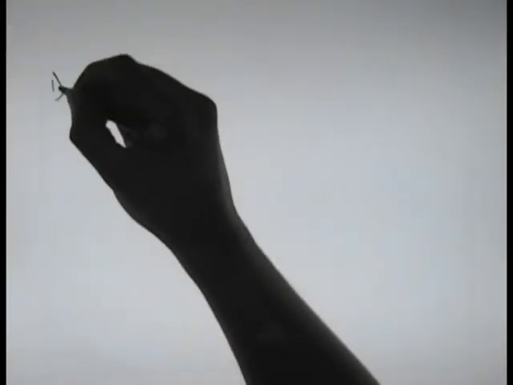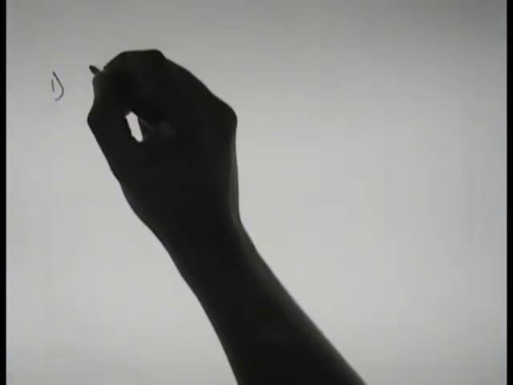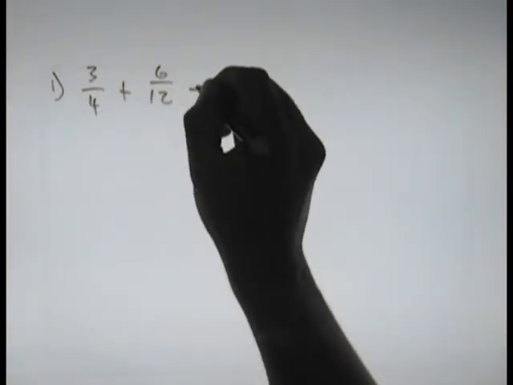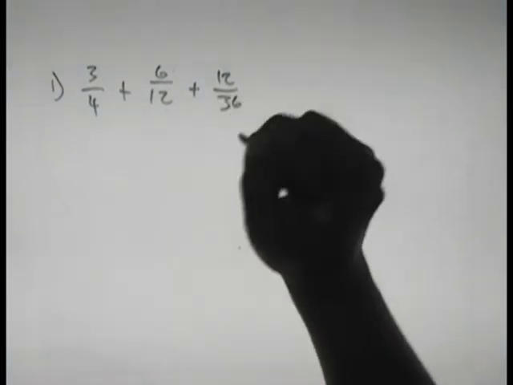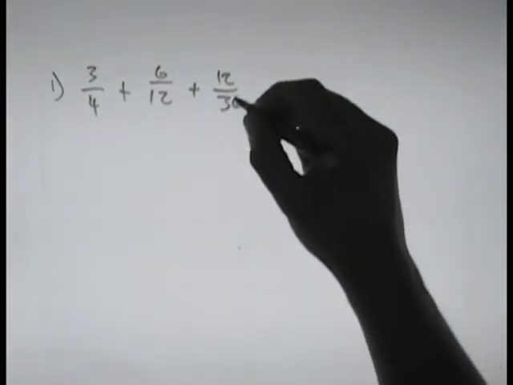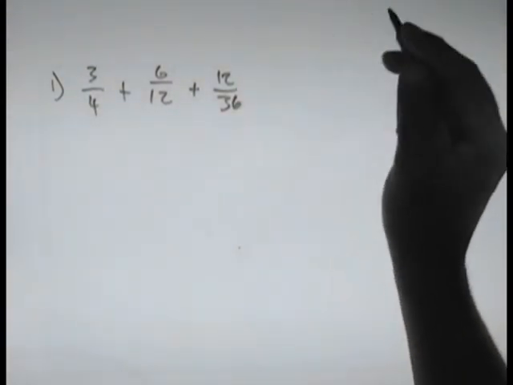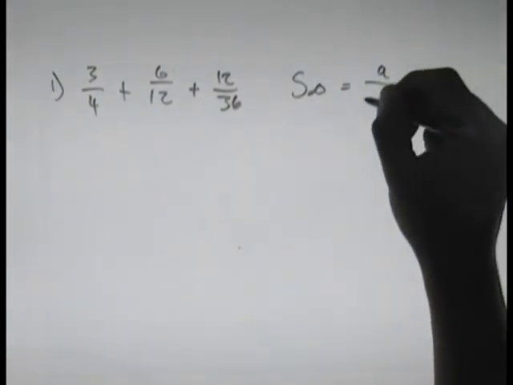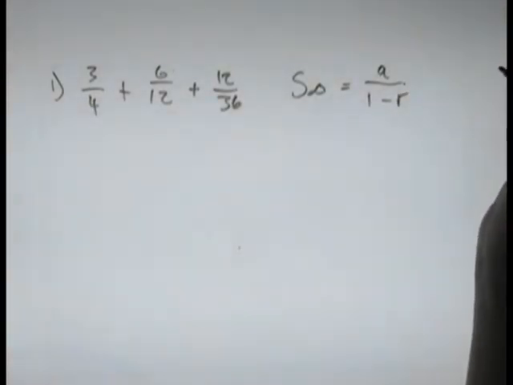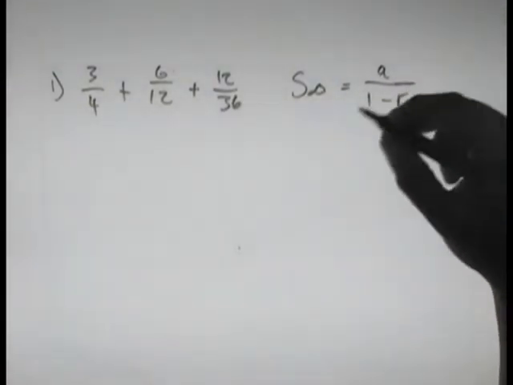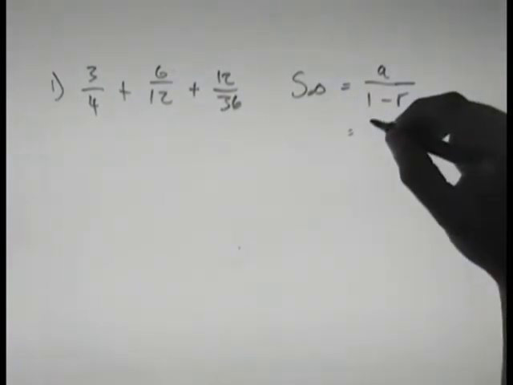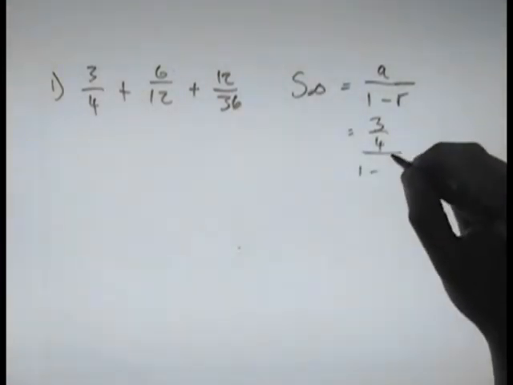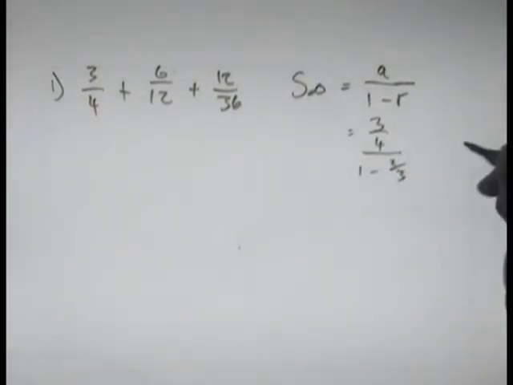The first one I said was find the sum to infinity of 3 over 4 plus 6 over 12 plus 12 over 36, the same one we did at the end of the previous exercise. Sum to infinity has the form a over 1 minus r, which in this case is going to be our a value, 3 over 4, over 1 minus our ratio of 2 over 3.